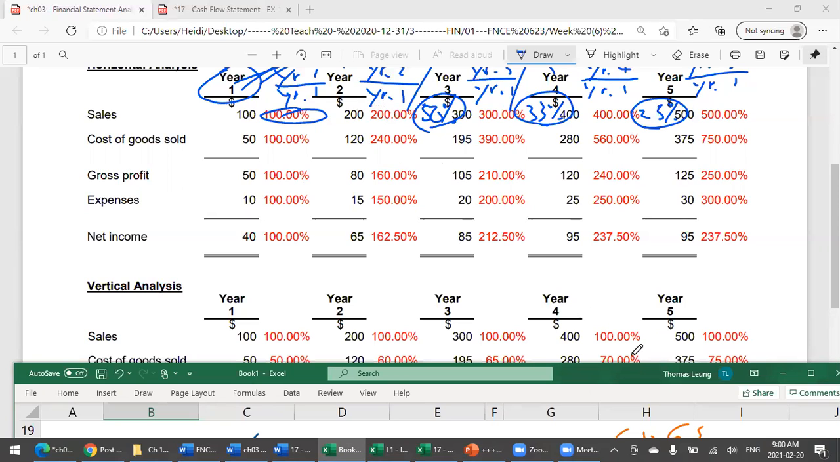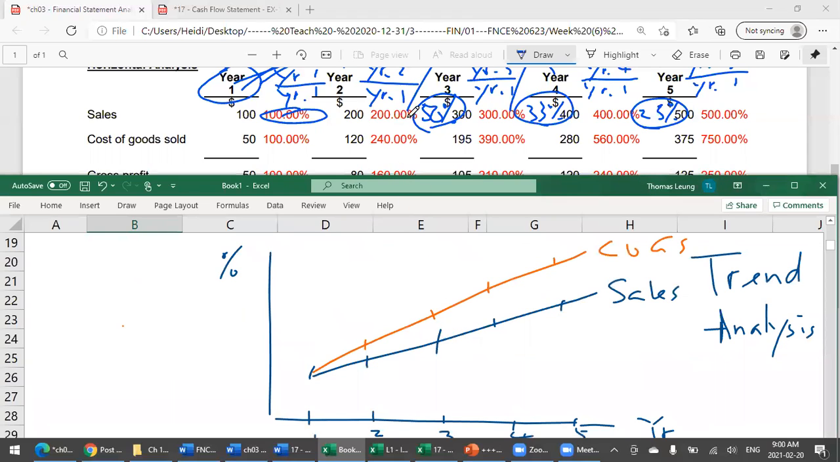Now, let me tell you, that is another advantage of doing the second method like this. After comparing everything to year 1, these percentages are actually comparable to other years as well. Because all of us compare to year 1, we have the same base. So therefore, you can compare year 2 to year 4 as well. Year 4 is worth 400%. Year 2 is worth 200%. So therefore, year 4 is twice as good as year 2.